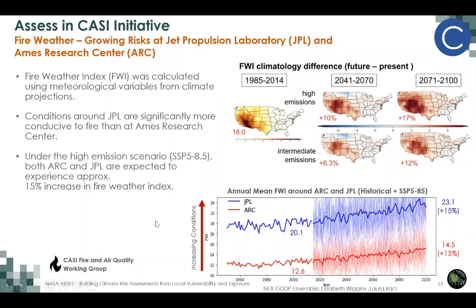When we look at both the Ames Research Center and the Jet Propulsion Laboratory in California, we see increasing fire weather index, with the Southern California Jet Propulsion Laboratory having an even higher fire weather index than Ames around the Bay Area. These conditions are something that could affect not only fire, but the smoke quality, air quality around the centers.